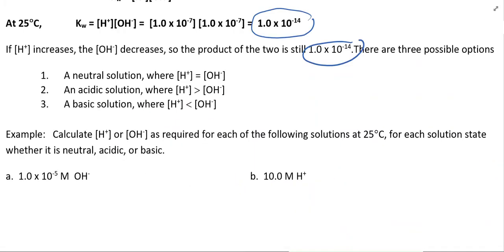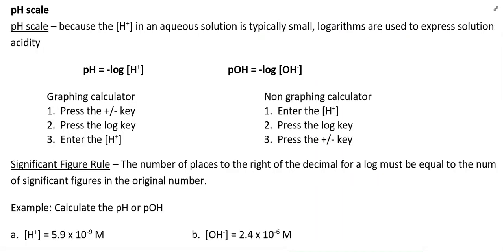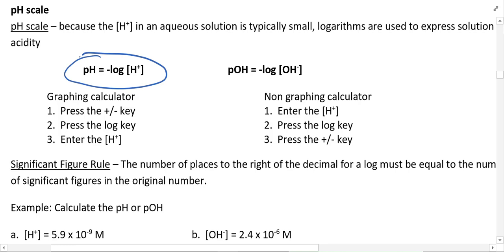So there's three options. You can have a neutral solution when the concentrations are equal to each other, an acidic solution if you have more hydrogen, or a basic solution if you have more hydroxide. Because the pH scale deals with such small concentrations, we use a logarithm to describe the pH, where the P stands for the power. So we have the pH, which is the more common one that you're probably used to seeing, the power of hydrogen, or pOH, which is less known and is the power of hydroxide.